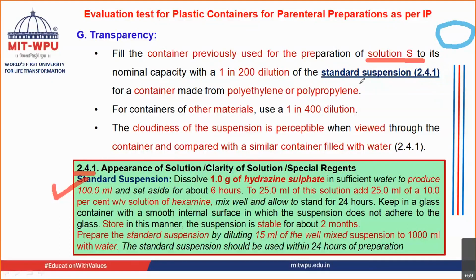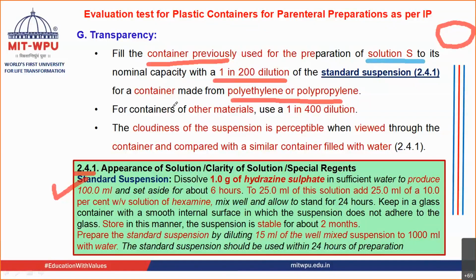If the container is made up of polyethylene or polypropylene, then you have to carry out the dilution of the standard suspension that you have prepared. I'm not going to go into the details of this. Then you're going to do the dilution of 1:200 of the standard solution, and then you're going to fill that in the container which you have previously used for preparation of solution S.